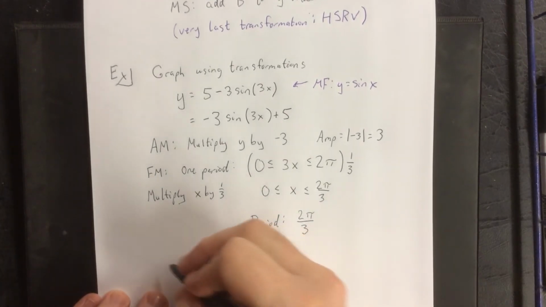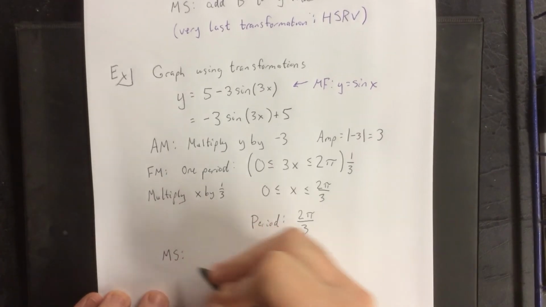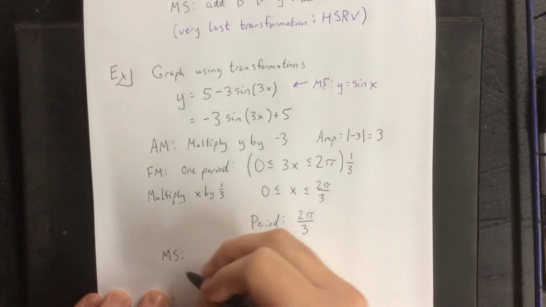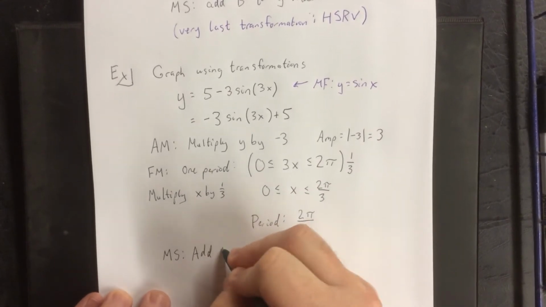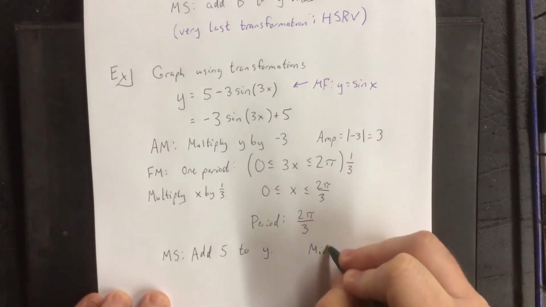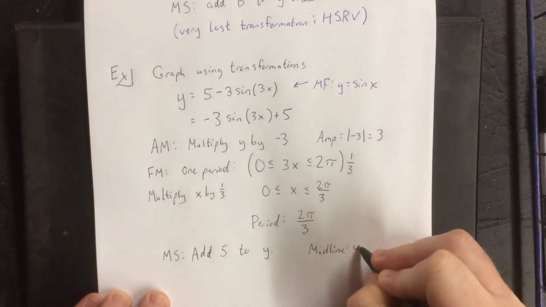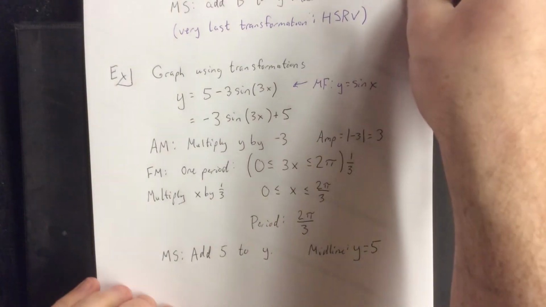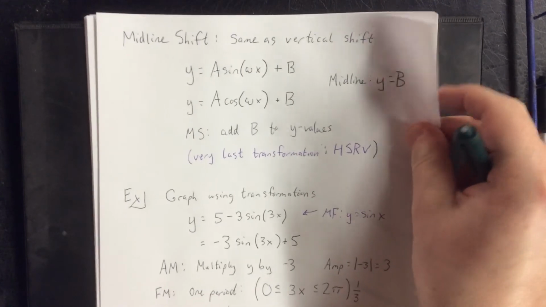And finally, there will be a midline shift, and that is going to be designated by the plus 5 that we have here. So we are going to add 5 to the y values. Also lets me know that the midline is going to be the horizontal line, y equals 5. Not just midline equals 5, but the midline is y equals 5. So let's take all of this information, see if we can bring it over to the next sheet of paper, and graph it all.